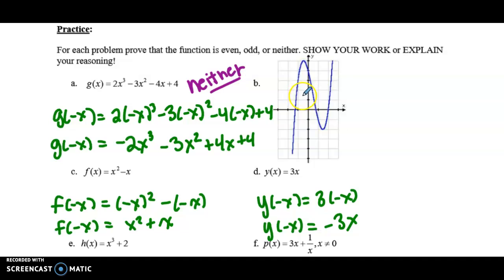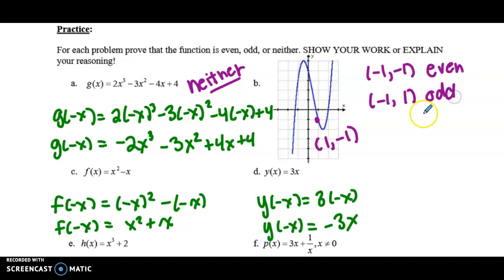Okay. All right. So let's take a look at this one. With a graph, I would choose an ordered pair. So let's pick an ordered pair right here. Let's try 1, -1. Remember, if it's even, when I plug in -1, I should get the same thing back out. That would make it even. If it's odd, when I plug in -1, I should get the opposite back out. That would make it odd.